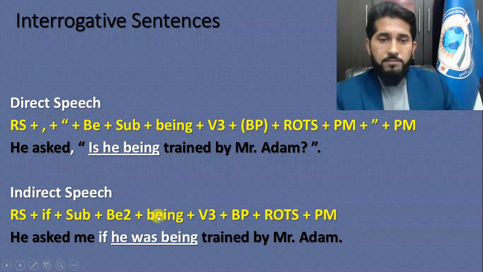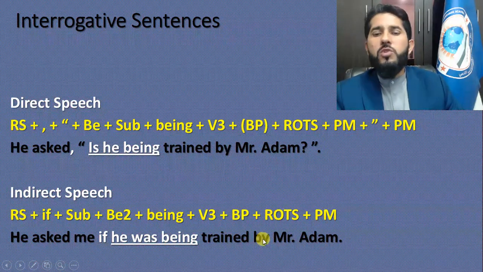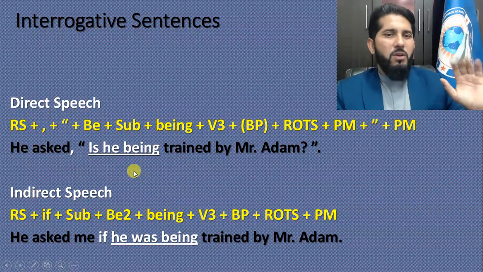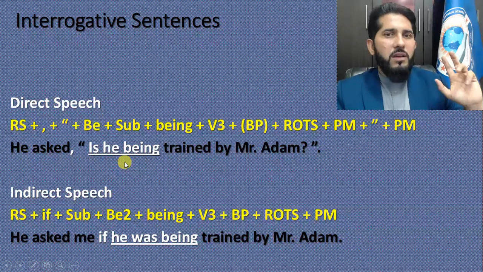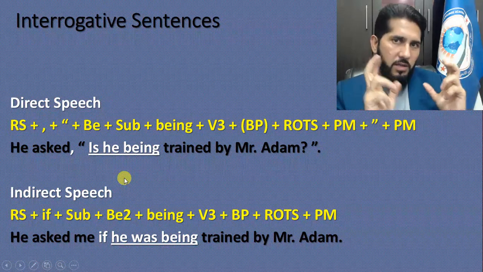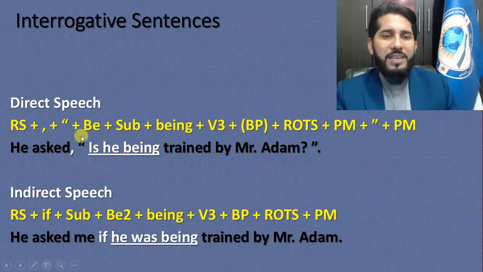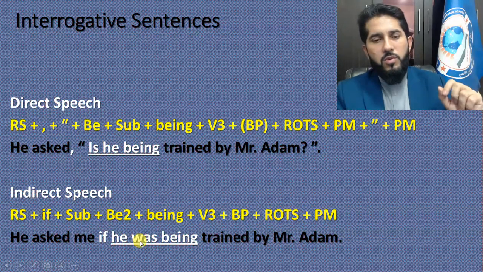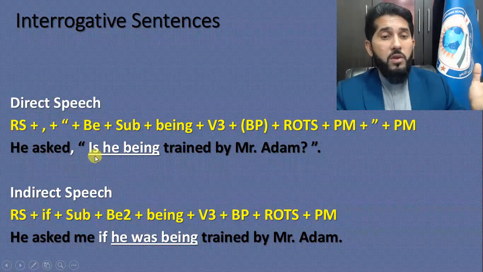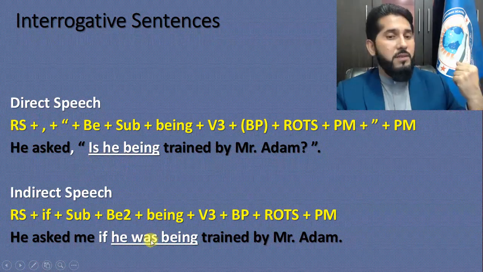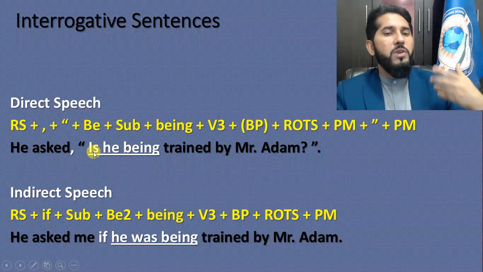So here's the structure. He asked me if he was being trained by Mr. Adam. I want you to pay close attention here. First of all, you need inversion. Inversion means changing the positions of the auxiliary verb and subject. Like here it is "is he." See, the auxiliary "is" comes first and then the subject "he." But here the subject "he" comes first and then the auxiliary. It changed to its second form. Why? Because we have to go one tense back, so present continuous should go to past continuous tense. Therefore, "is" is changed to "was."